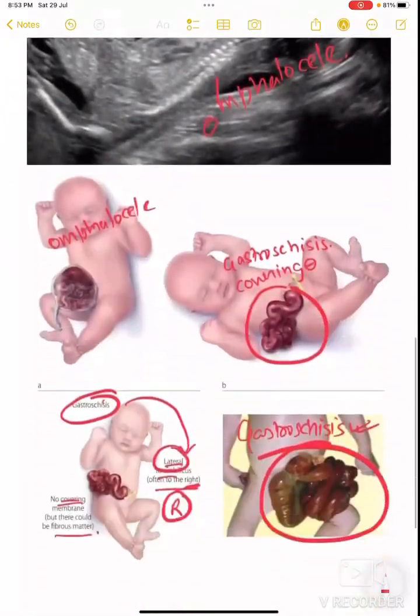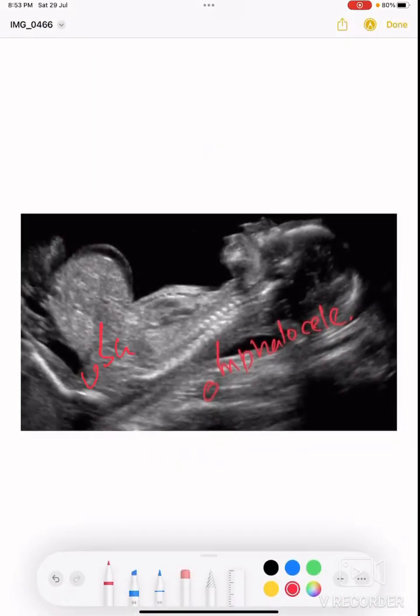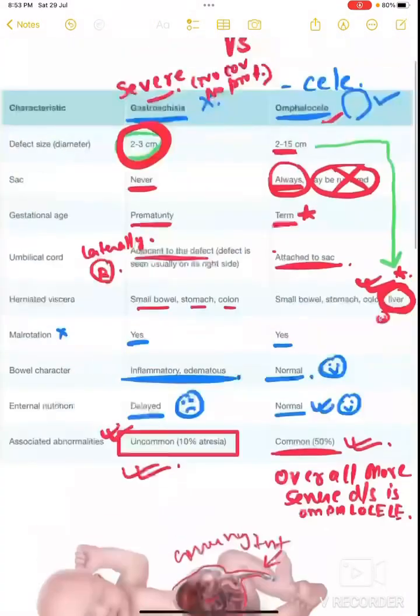So this is the difference between omphalocele and gastroschisis. If you remember this particular topic, it is very easy and extremely important. You have to remember this particular USG, extremely important. You cannot leave it. INICET has asked this particular photo of omphalocele.